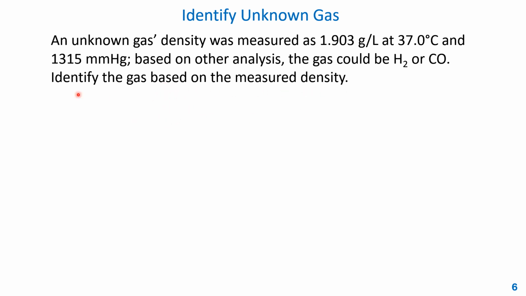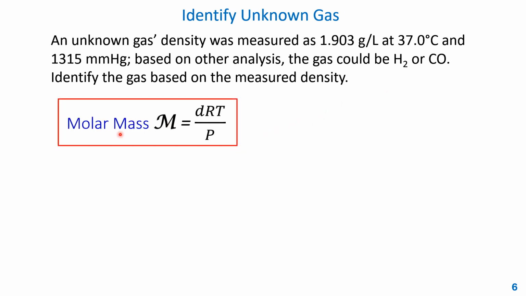Okay, so for this question, we still need to calculate the molar mass because we have two choices. So we first calculate the molar mass, and then we compare it with the molar mass of these two possible gases. Then we can identify which one is the unknown. So that's the strategy. We still use the formula: molar mass equals density times RT over pressure.